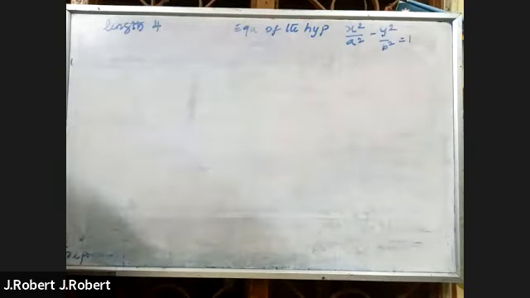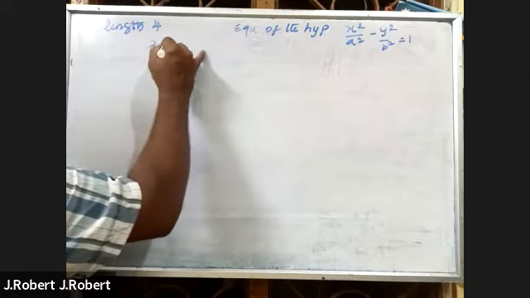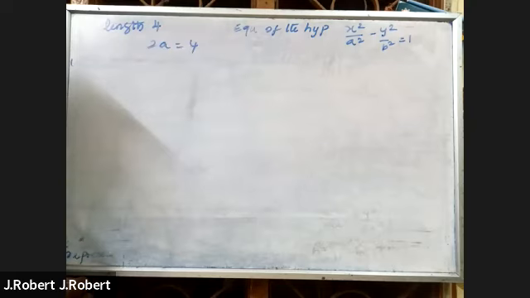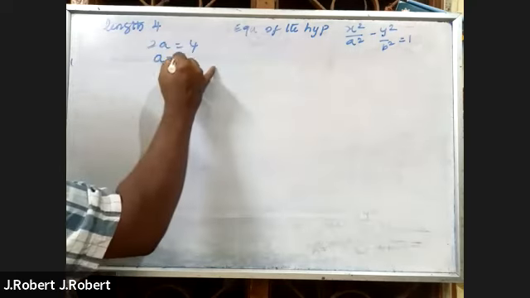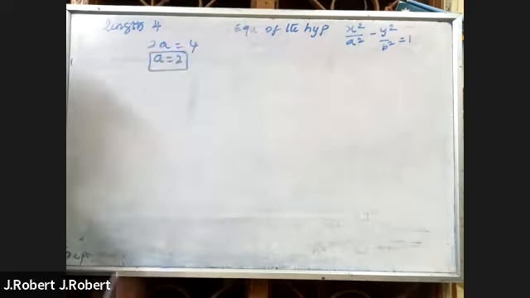The second data given here is that it passes through 4, 2 and has transverse axis of length 4. Usually the length of the transverse axis is called 2a. Our 2a is equal to 4. From this, when we find a, a is equal to 2. Right? a is equal to 2.